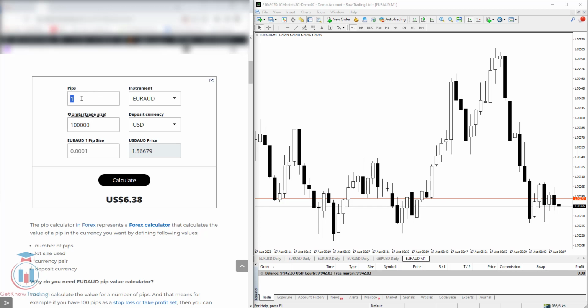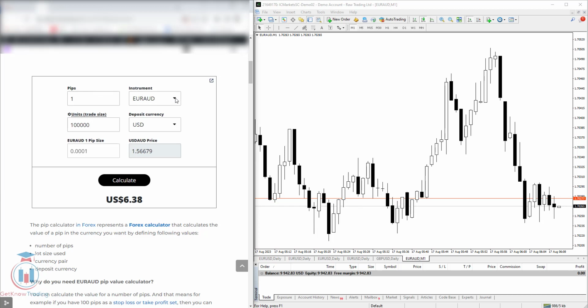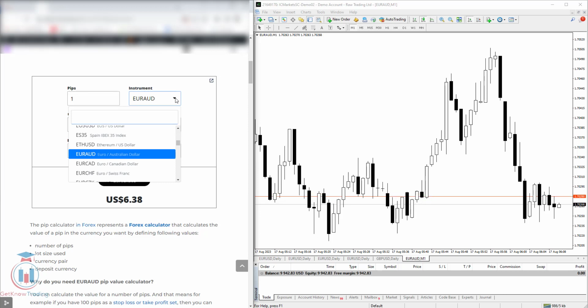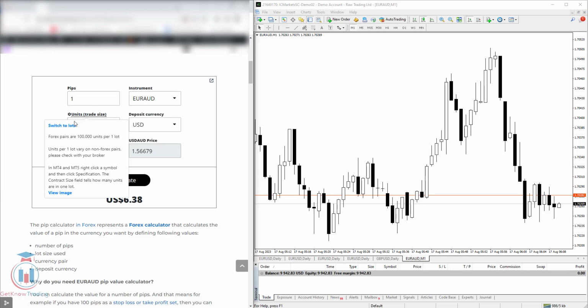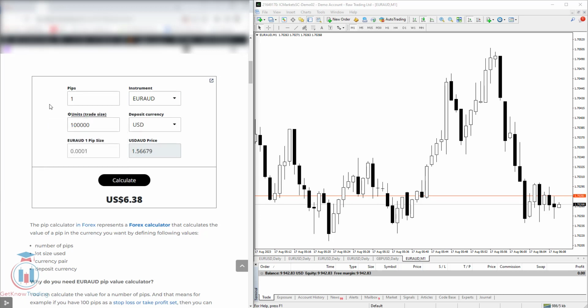I have put 1 as an example, a 1 pip. Then you have here an instrument, but you can also change this instrument to any other if you would like to check, but in this case I have put Euro against Australian dollar. Then you have the number of units, which is also the lot, where you can also change by switching to lots. So one lot is equal to 100,000 units in Forex.